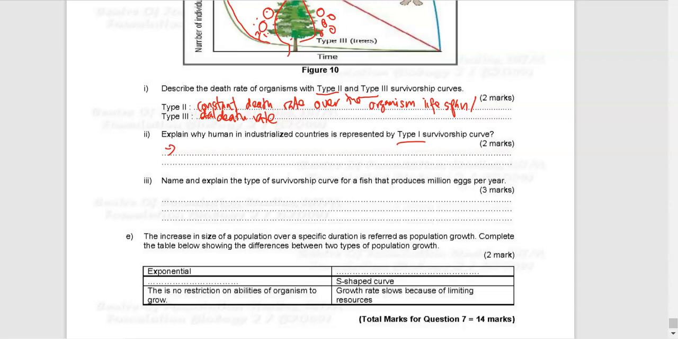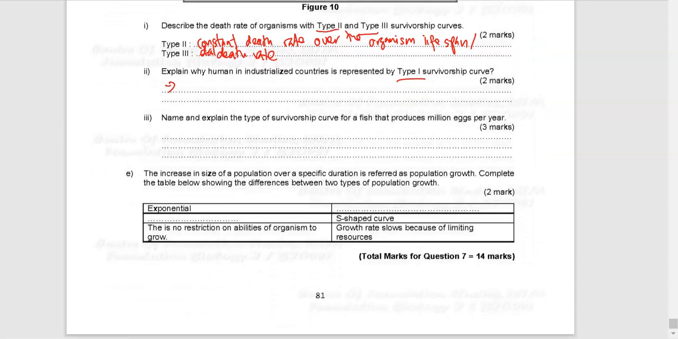Okay, so 2 markah lah kat situ. So point yang pertama, they provide care for their offspring. So human will provide care for the young. Okay, so when the young are taken care of, the infant are taken care of, so the rate of death will reduce. Okay, or the mortality rate will reduce. 2 marks. Okay, question number 3.